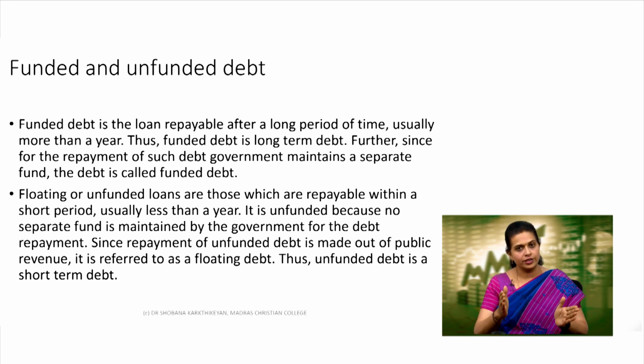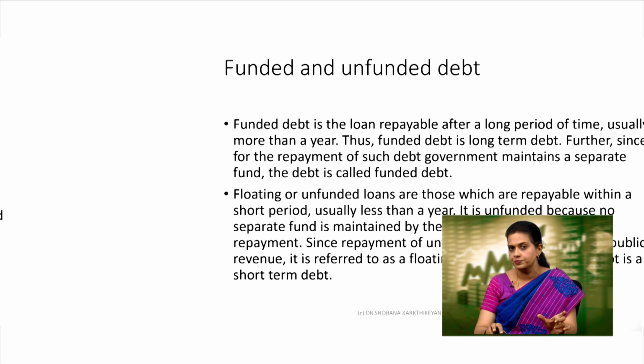In the case of a funded debt, the government maintains a separate fund, and that's why this loan gets the name, the funded debt. In the case of an unfunded debt, no such account is maintained. The money or the loan is going to be paid out of the general revenue or the general pool of money. It is also called a floating debt. This is a short-term debt by its very nature.